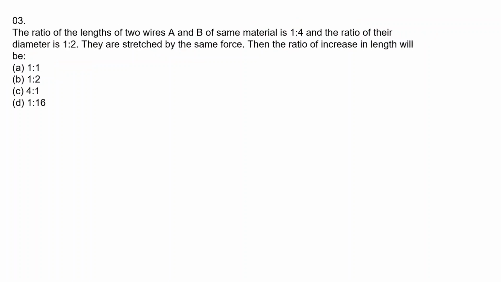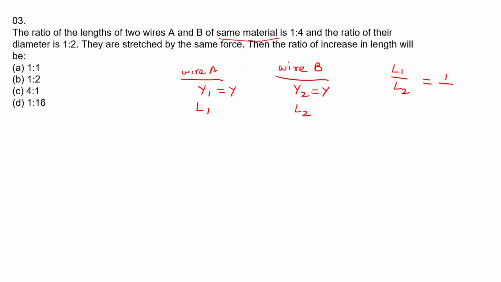Okay. Now the next question: the ratio of the lengths of two wires A and B of the same material. If they are the same material, then their Young's modulus will be the same. Again, let's take wire A and wire B. They are made of the same material, but I have made two wires, maybe of different length and different area of cross section. So wires A and B are of the same material. That means their Young's modulus is the same, and I'm calling it Y because it's the same. The ratio of length is 1:4. That means if we take the length of wire A as L1 and the length of wire B as L2, then we have been given that the ratio of the length of wire A to wire B is 1:4.